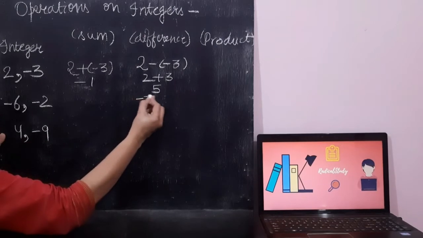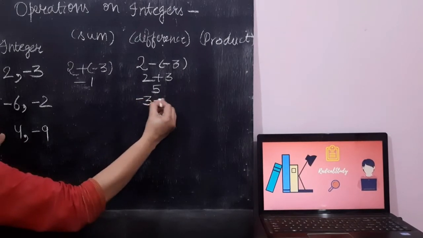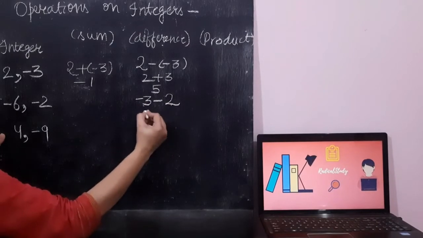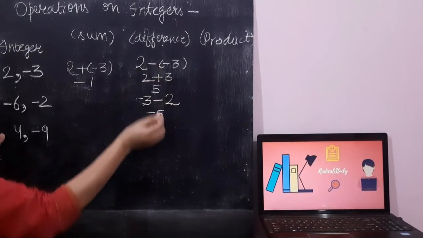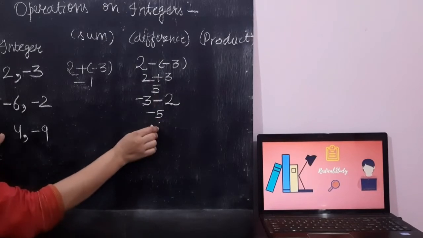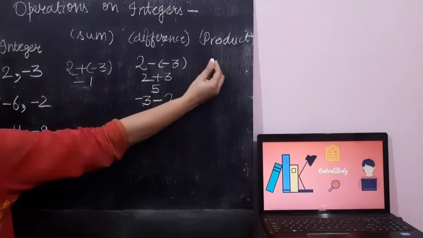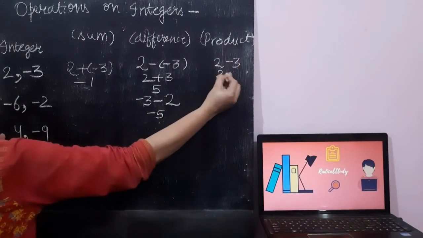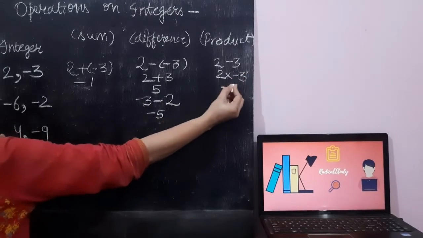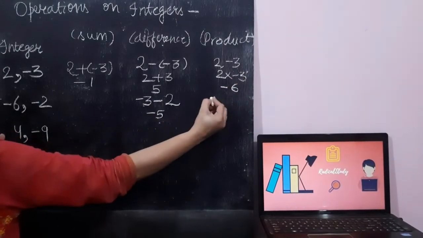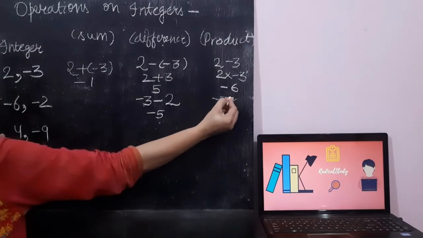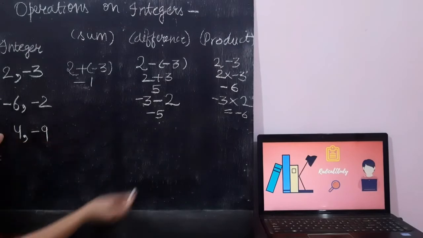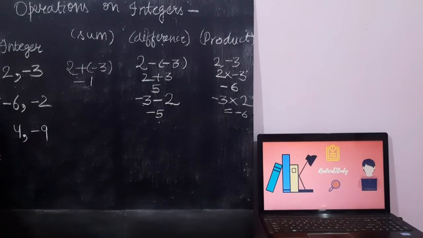So when we reverse the place of these two integers, the situation will be different. Minus 3 minus 2 will become minus 5. So it is not commutative, that is why the answers are different. Now if we want to find the product of 2 and minus 3, 2 multiplied by minus 3 is equal to minus 6. When we multiply minus 3 by 2, the answer will be minus 6, as multiplication of integers is commutative.